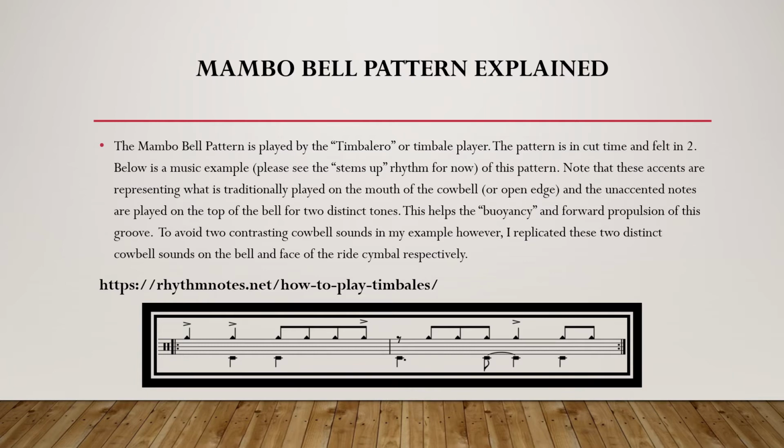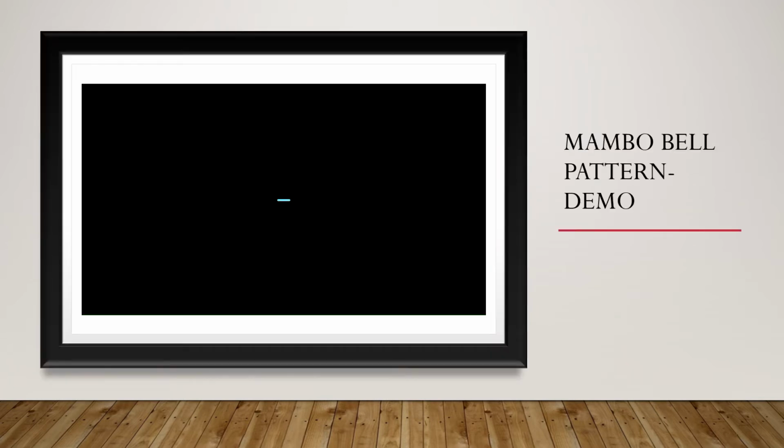To avoid using two contrasting cowbells in the example that I'm playing here, I replicated these two distinct cowbell sounds on the bell and face of the ride cymbal, respectively. Here is what the mambo bell pattern sounds like on the bell and face of the ride cymbal.